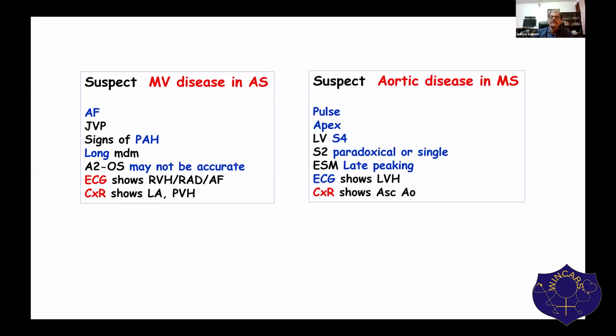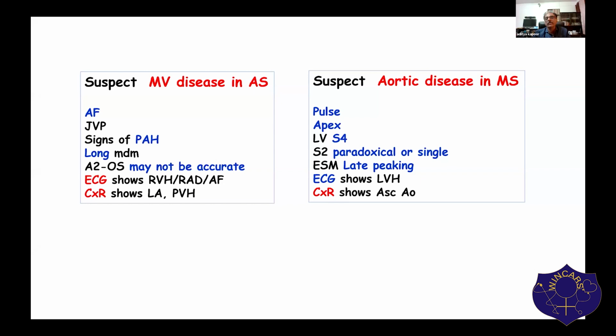Similarly, for aortic valve disease, suspect aortic disease in mitral stenosis if the pulse is slow rising, if the apex is sustained, if you're getting LV S4. Madam pointed out that in pure MS, you won't get LV S4. So if you get an S4, either palpable or audible, you have to suspect aortic valve disease. S2 is paradoxical or single. A late peaking murmur. ECG shows LVH and X-ray shows prominent ascending aorta.